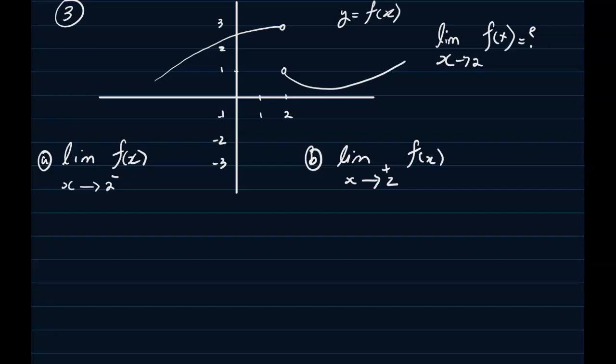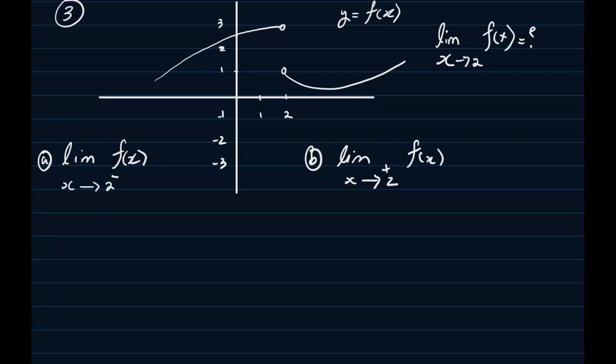Okay, here is the graph of a function y equal to f of x. The question is, we want to know if the limit as x approaches 2 for the function exists or doesn't exist. Now, because this is a discontinuous graph, we have to approach the limit from two different directions, and if the two limits are the same, then the limit for the function as it approaches 2 exists. If they don't match, then it does not exist.